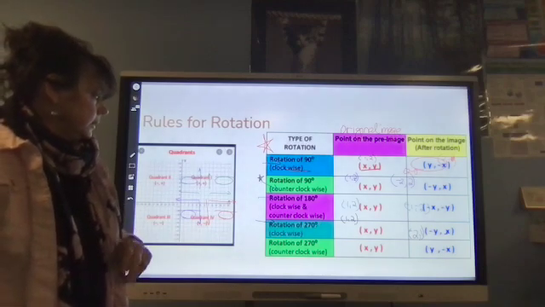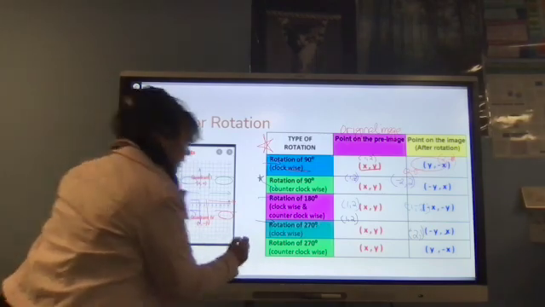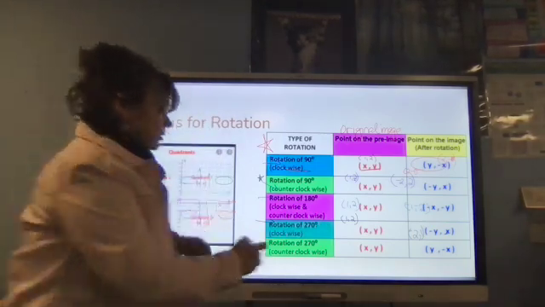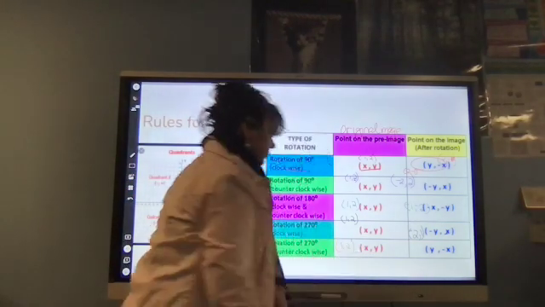Okay? So our last one is if we want to rotate 270 degrees counterclockwise. So we're starting with x, y, which for our example is 1, 2.